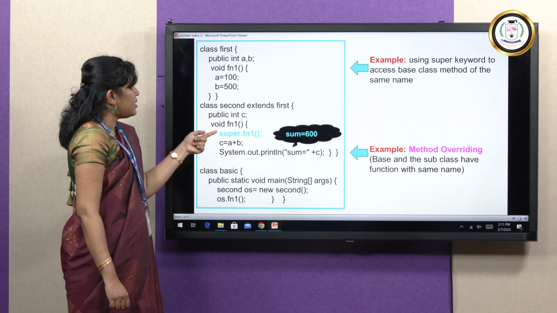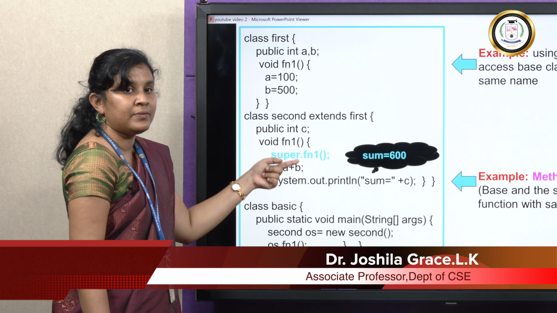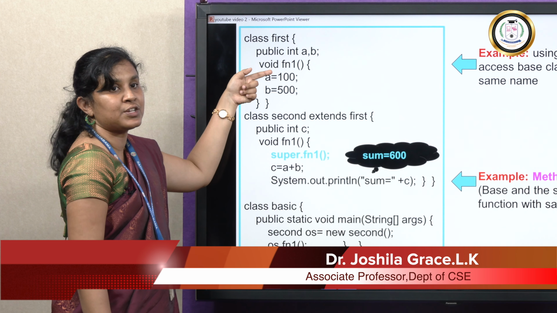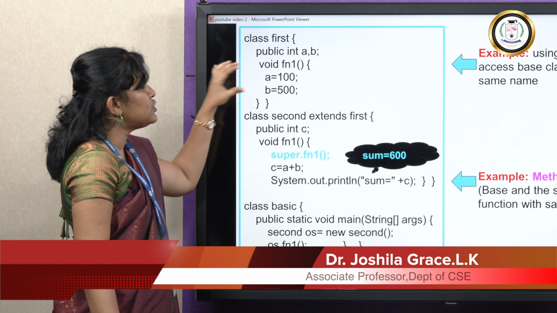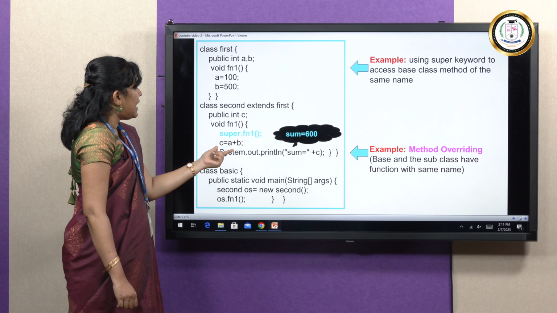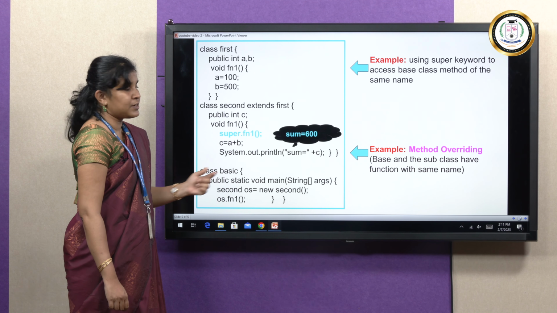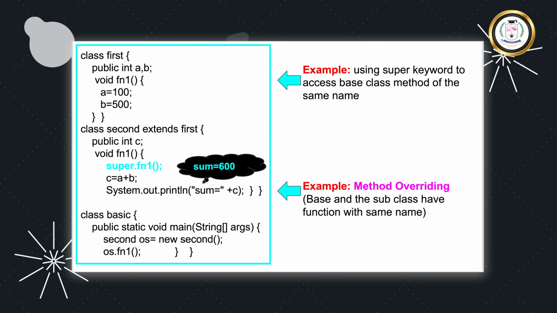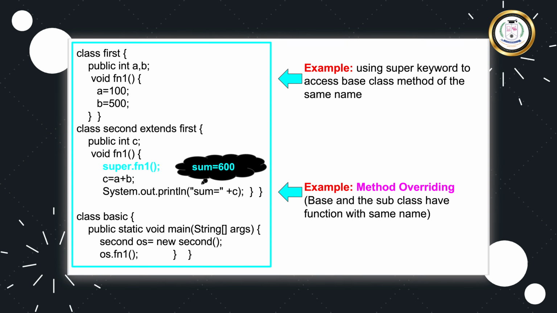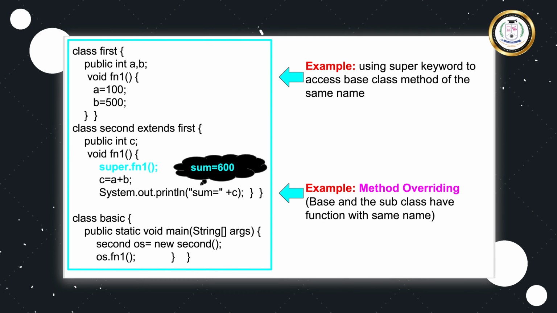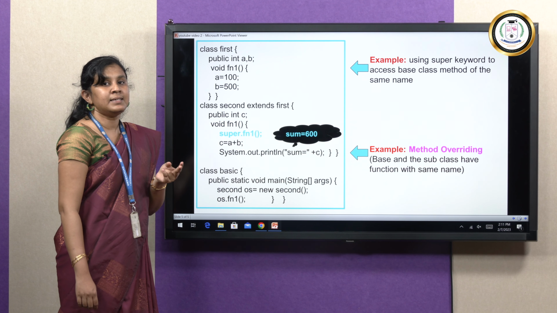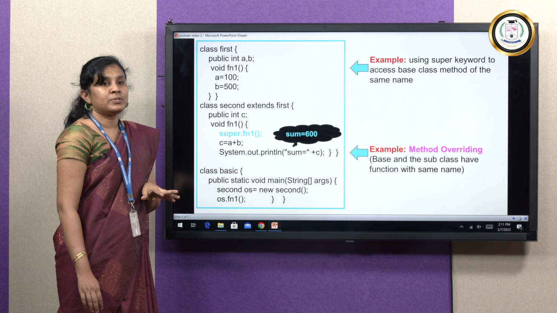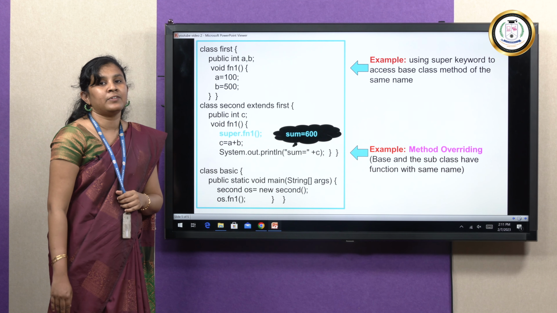The function is called, and immediately I have a super keyword which will be calling my base class function fn1, and I will assume the values for A and B, add it up in my derived class function and print my output. So we have seen how to use your super keyword when you have the same named function in your base class as well as the derived class. So these are the ways you can use your super keyword in Java.